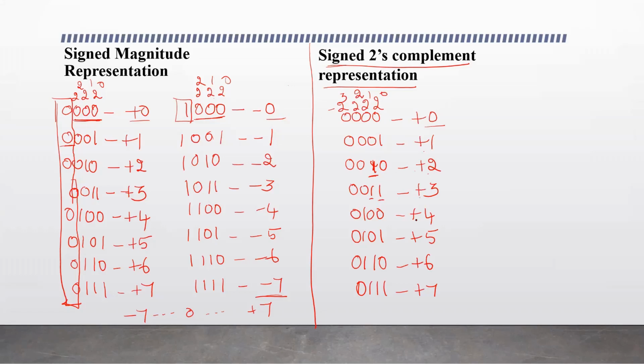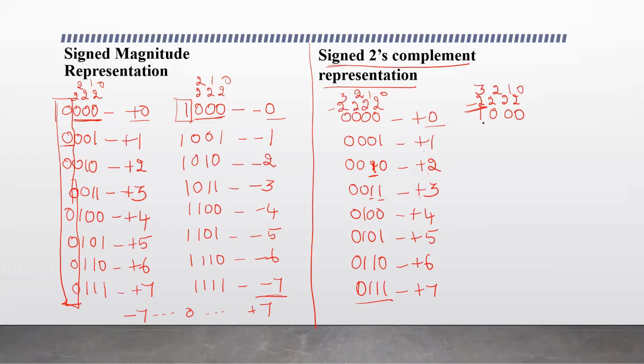Okay, this way. So what will be the next number? It is 1, 0, 0, 0. After this, the pattern follows like this: 1, 0, 0, 0. The weights are 2 power 0, 2 power 1, 2 power 2, minus 2 power 3. Okay, this is signed 2's complement representation. So the position for the sign bit is minus 2 power 3.